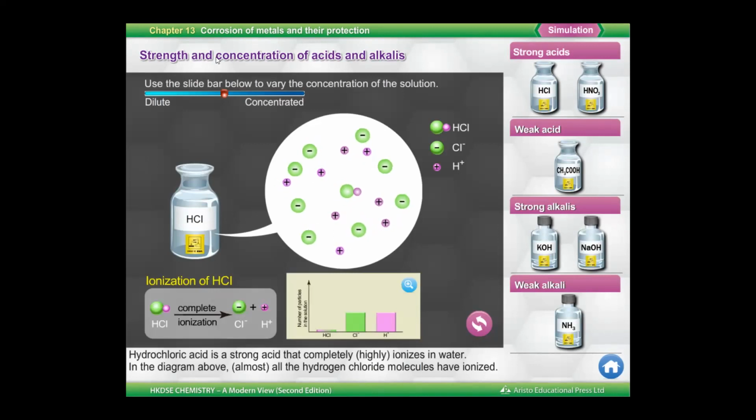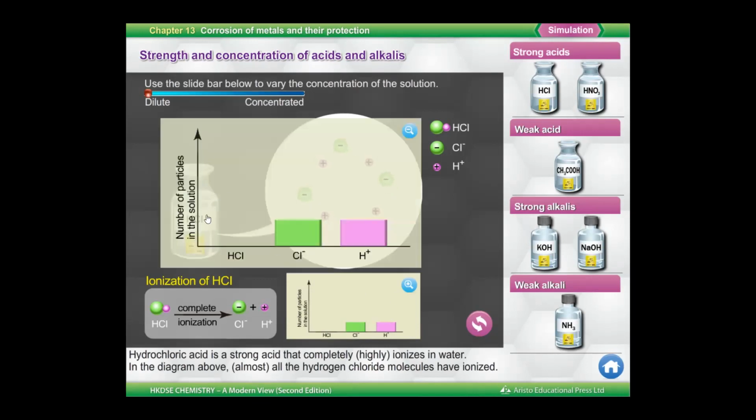Now, I try to make it dilute, right? Dilute. Now, take a look at this. What do you find? Hydrogen ion and chloride ion, right? How about hydrogen chloride molecule? Where is it? You don't have it.